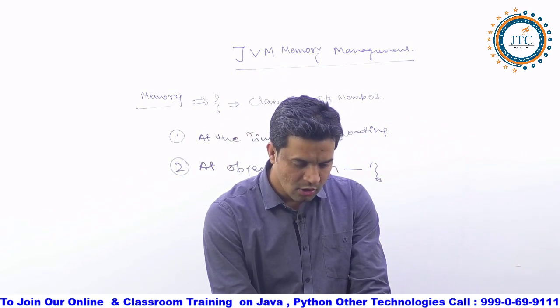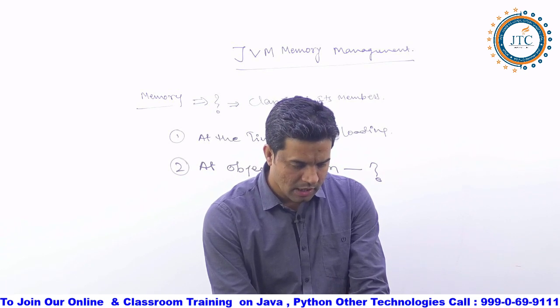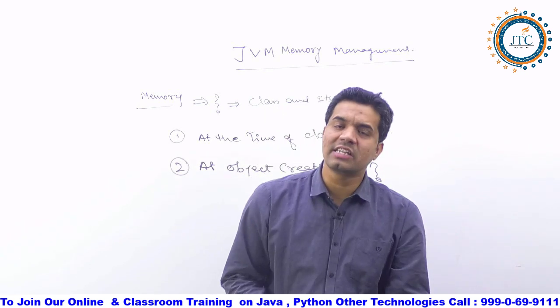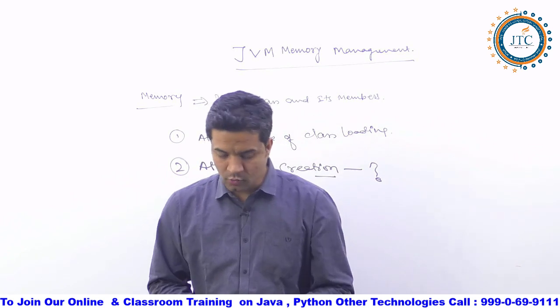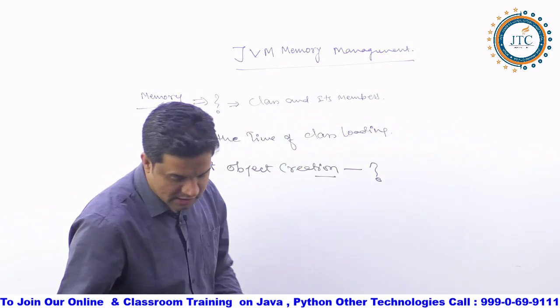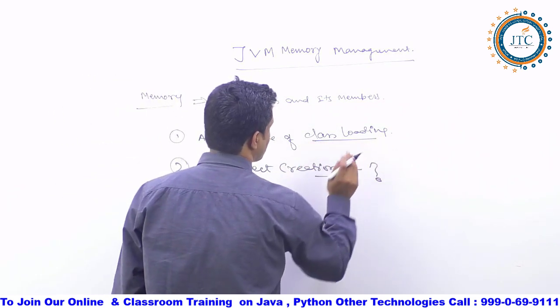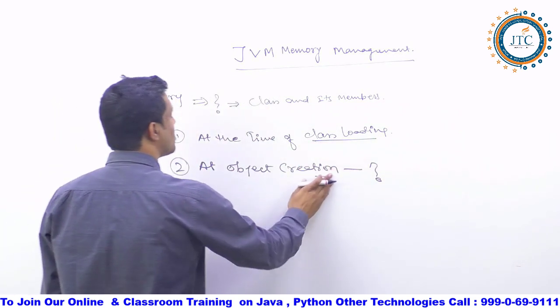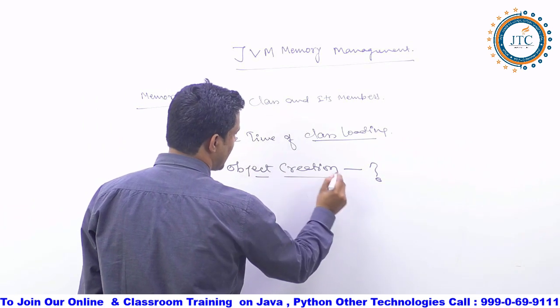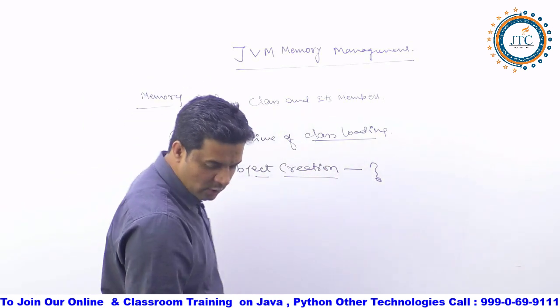What I'll do now is write one example in order to explain these both things. What are these two things? The first is at the time of class loading, and the second is object creation. I am going to explain both of these by writing one example.